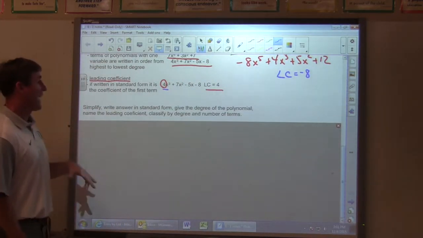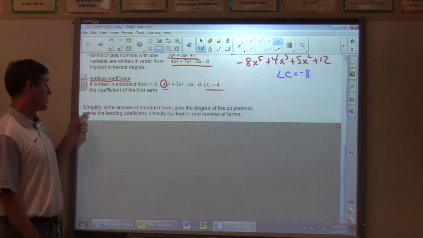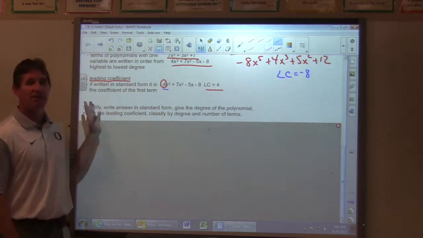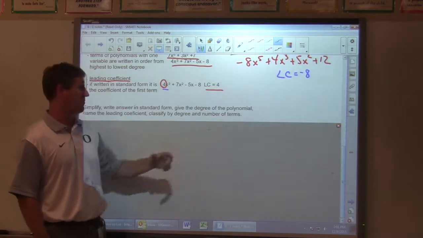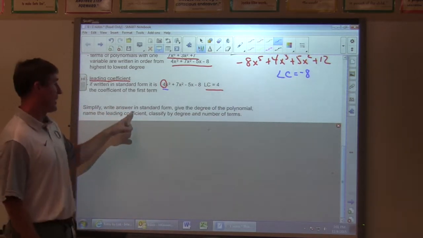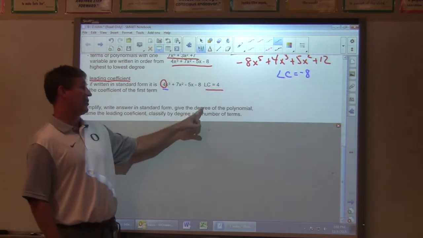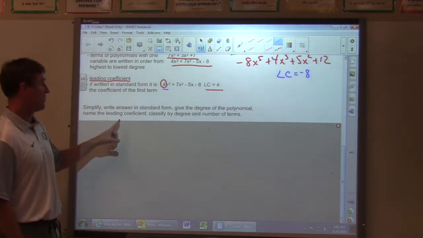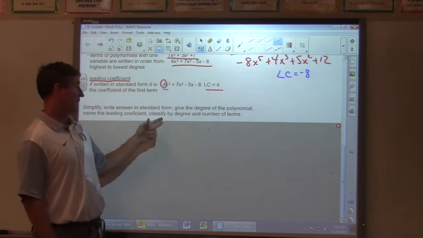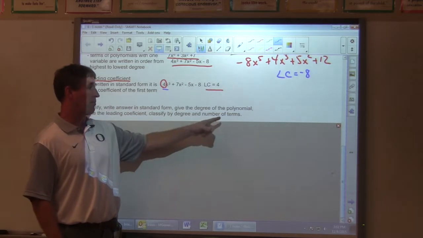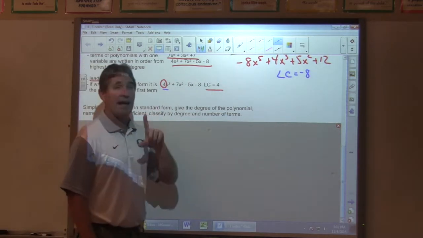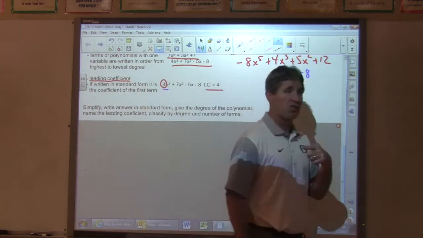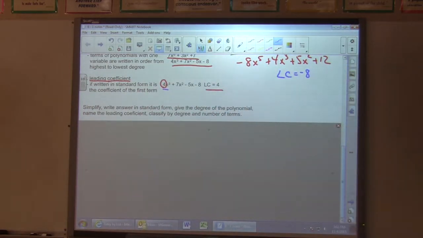So what they're going to ask you to do is simplify. This would be everything they could ask you to do in the assignment. Simplify. They could ask you to write the answer in standard form. They could ask you to give the degree of the polynomial. They could ask you to name the leading coefficient. They could ask you to classify it by degree and number of terms. Now, when they ask you to classify by degree, this chart's in your book, so I'll put that up so you can see it.